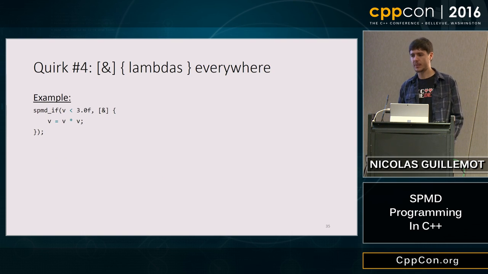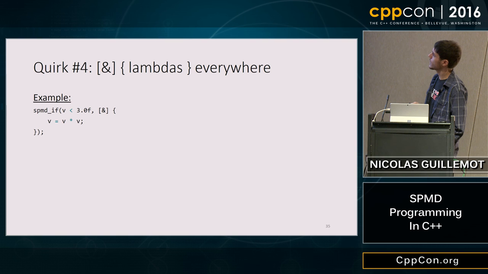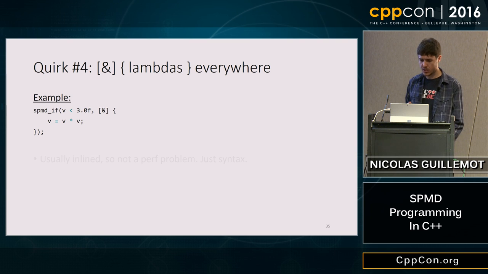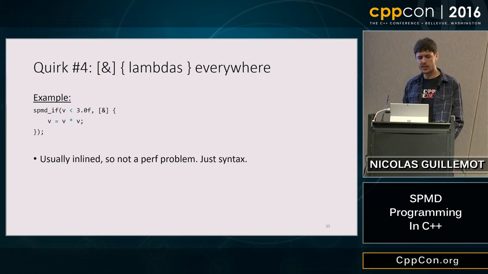Another quirk is that there are these lambdas everywhere. It's not like you can do much with them. This is basically just noise. It doesn't actually add anything in terms of functionality, since you can have lambdas that capture everything and do whatever. From what I saw, they usually get inlined, so it's not really a performance problem. You don't actually get translated into function calls most of the time, but it's just ugly syntax.